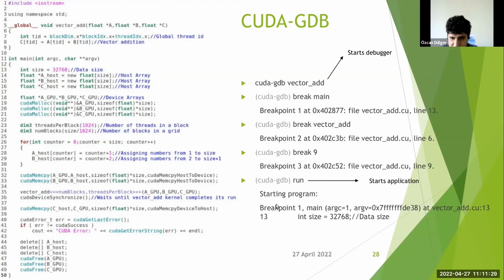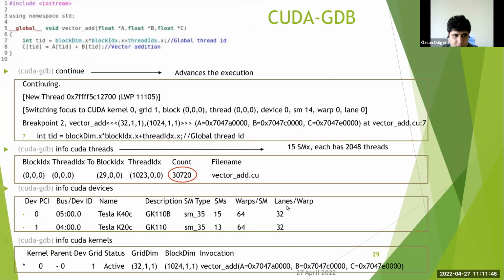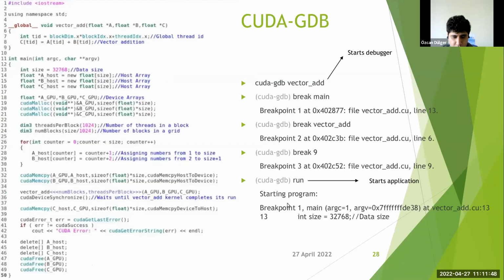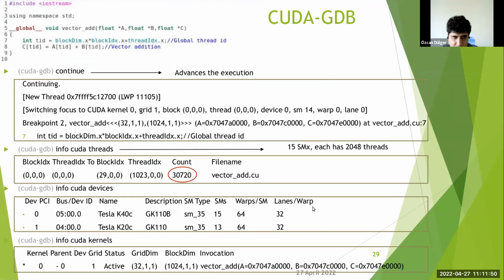When we enter it, we will get this output here. We are now waiting at the first breakpoint, which is the breakpoint in the main function. Then when we enter continue, our execution continues. We advance the execution.